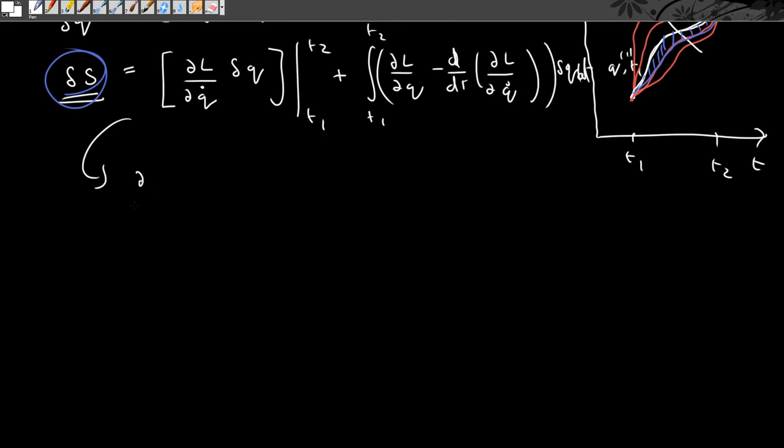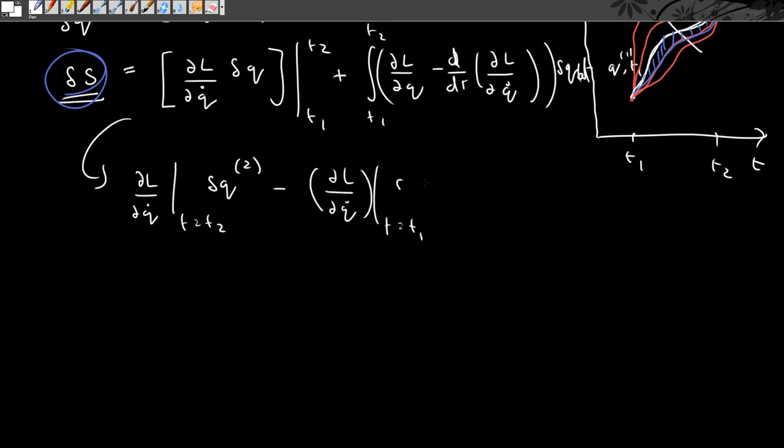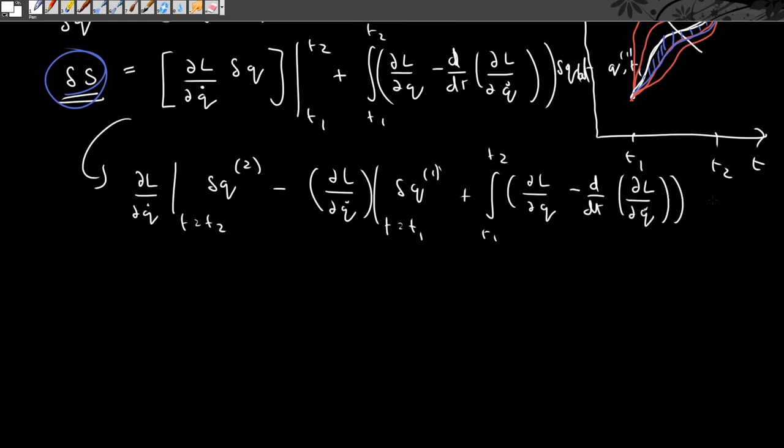This becomes equal to dou L by dou q dot at t equal to t2 times del q2, minus dou L by dou q dot at t equal to t1 times del q1, plus integral t1 to t2 of dou L by dou q minus d by dt of dou L by dou q dot, times del q dt. This is the expression for our del S.